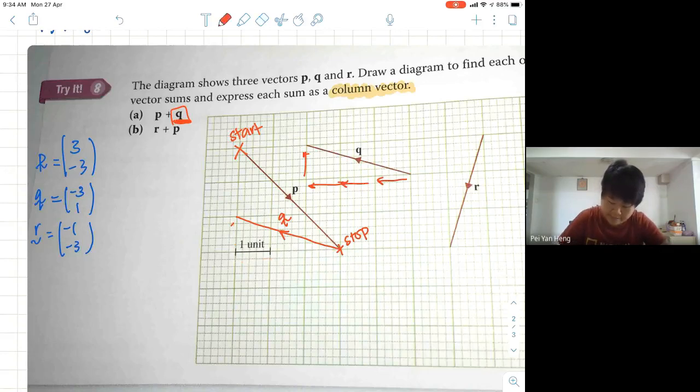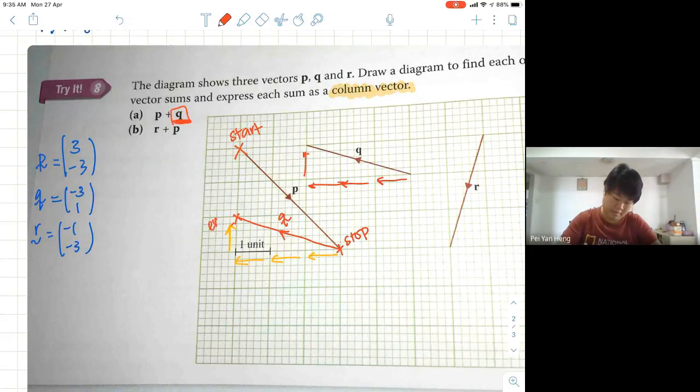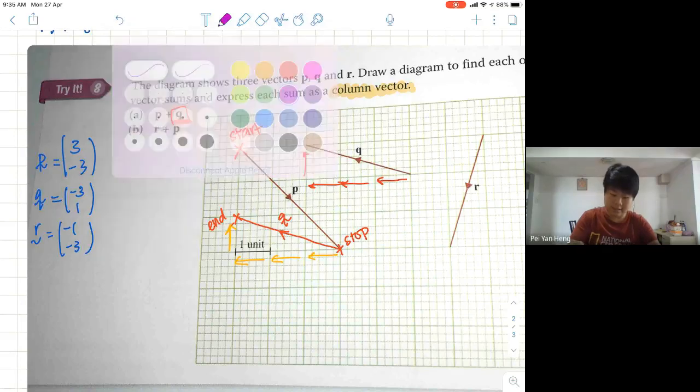Okay, let me use a different color for the indication. 1, 2, 3, 1 unit here. Okay, so we end here. So if we start from here and we took this path and we ended here, it is the same as we actually start from here and then walk straight down and you get to your ending point. Okay, the shortcut. So this is actually the shortcut.